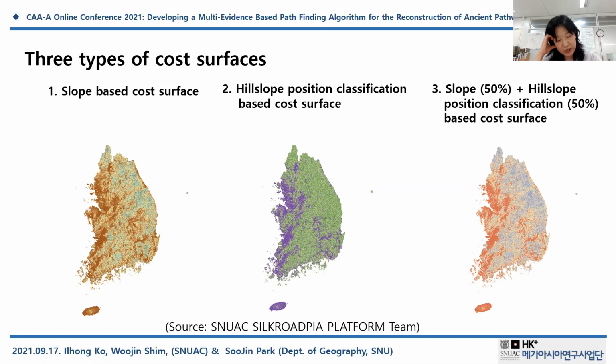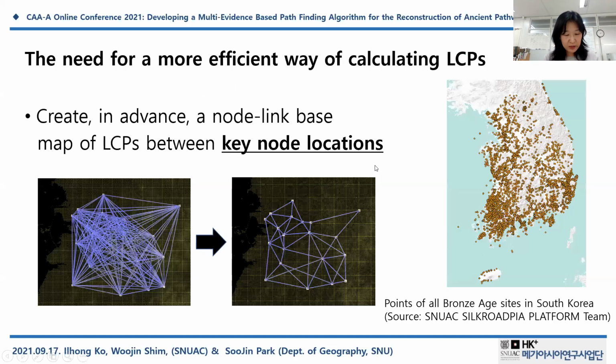And we did actually manage to test the reliability of using these different cost surfaces. And I shall share with you the results of this later on. But before I go on to do that, what I want to do is address another aspect of our research modeling ancient pathways that also, again, differs from previous approaches. And this is the need for a more efficient way of calculating the least cost paths.